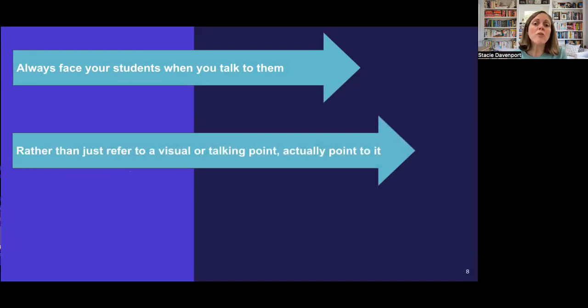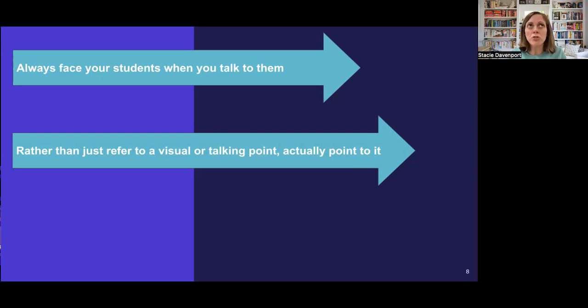Next, rather than just referring to a visual or talking point, actually point to it. If I have the globe, I'm going to hold the globe and I'm going to point to China. I'm not just going to hold the globe and say, China is right here, but I'm going to point to it. If I had a text up on my PowerPoint, and then I am talking about a picture that goes with that text, and I talk about the dog in that picture, I'm going to point to the dog and the specific thing that was interesting about him.